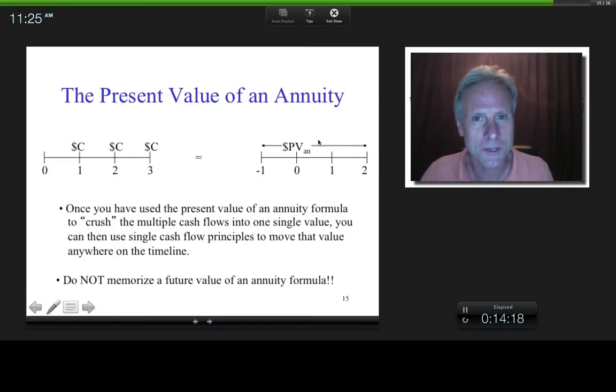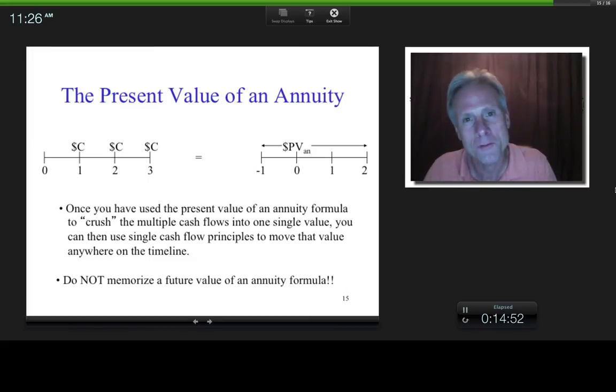In this situation, if you memorize the future value of annuity formula and say this example right here, it would be giving you a cash flow one single number at one single time period at time 3. But couldn't I just understand this present value of annuity formula and then use single cash flow formulas to move it forward 3 time periods if I wanted to? Or for that matter, to move it anywhere along the timeline I wanted to, right? And of course I could. So you shouldn't be memorizing any future value of annuity formula.